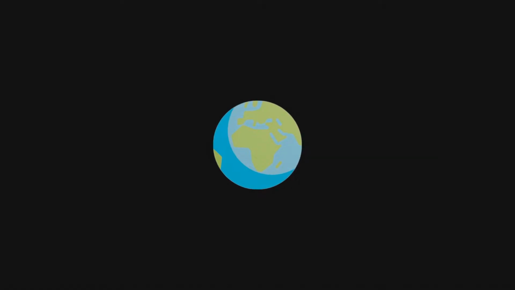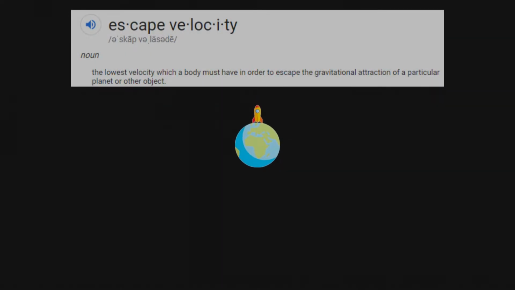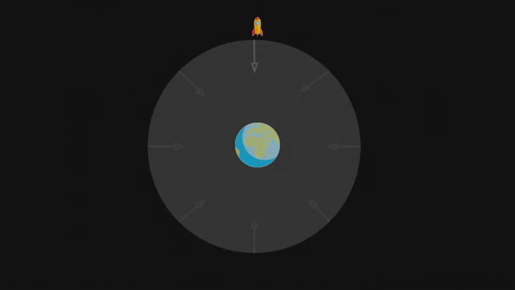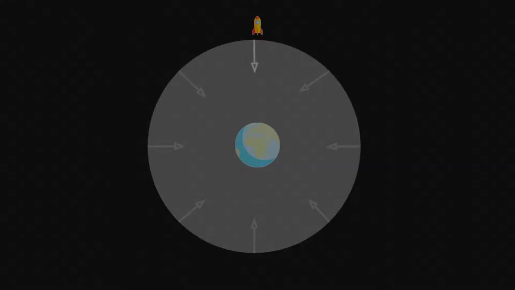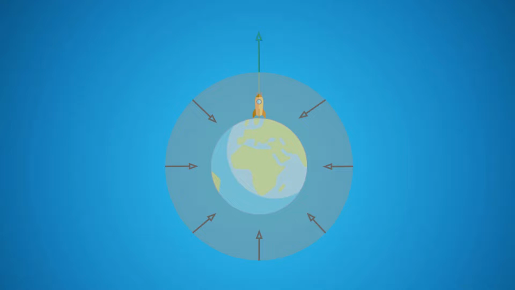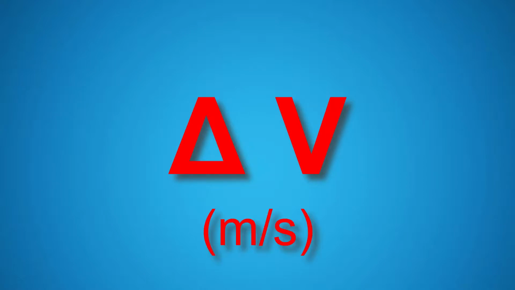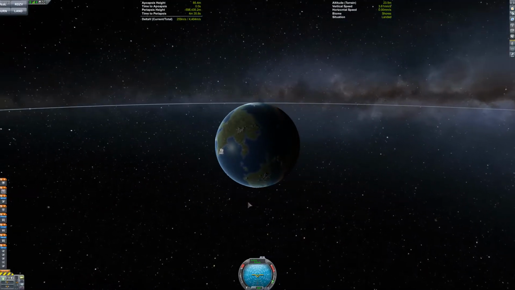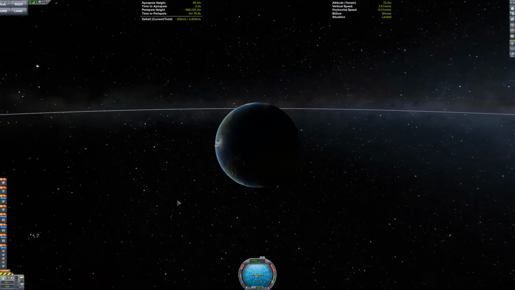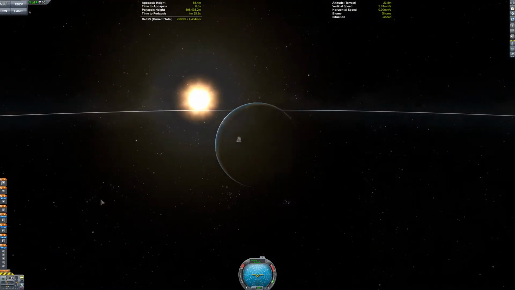Alright, let's go back to our example with Jim from earlier. Escape velocity is simply the velocity at which the rocket, Jim, must be going to escape the gravitational pull of the planet. This pull is known as the sphere of influence. In order to calculate the escape velocity, we need to ultimately find the change in velocity, also known as delta v. This is measured in meters per second. Now that we know the terms, we're going to calculate the escape velocity of this Earth-like planet called Kerbin, and then build a rocket using our calculations.